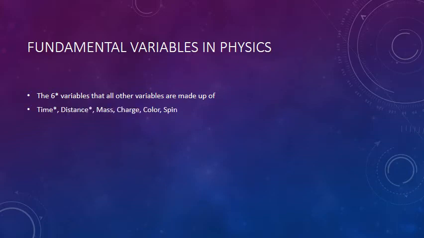So time, distance, mass, charge, color, and spin are those 6 variables. Some of those I'm sure you've seen before: time, distance, mass, maybe charge. Color and spin don't mean what you think they do. They're actually variables that pertain to very tiny objects known as quarks. So they're not actually the physical color that you'd see when you look at something. But I wanted to make you aware that they were there.